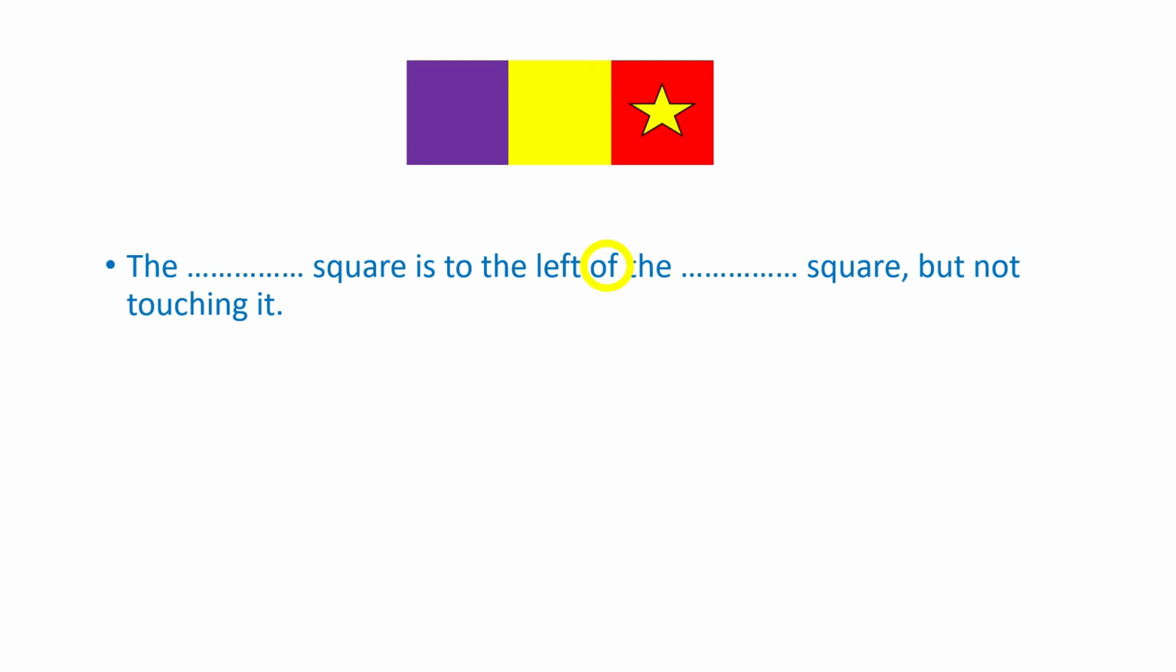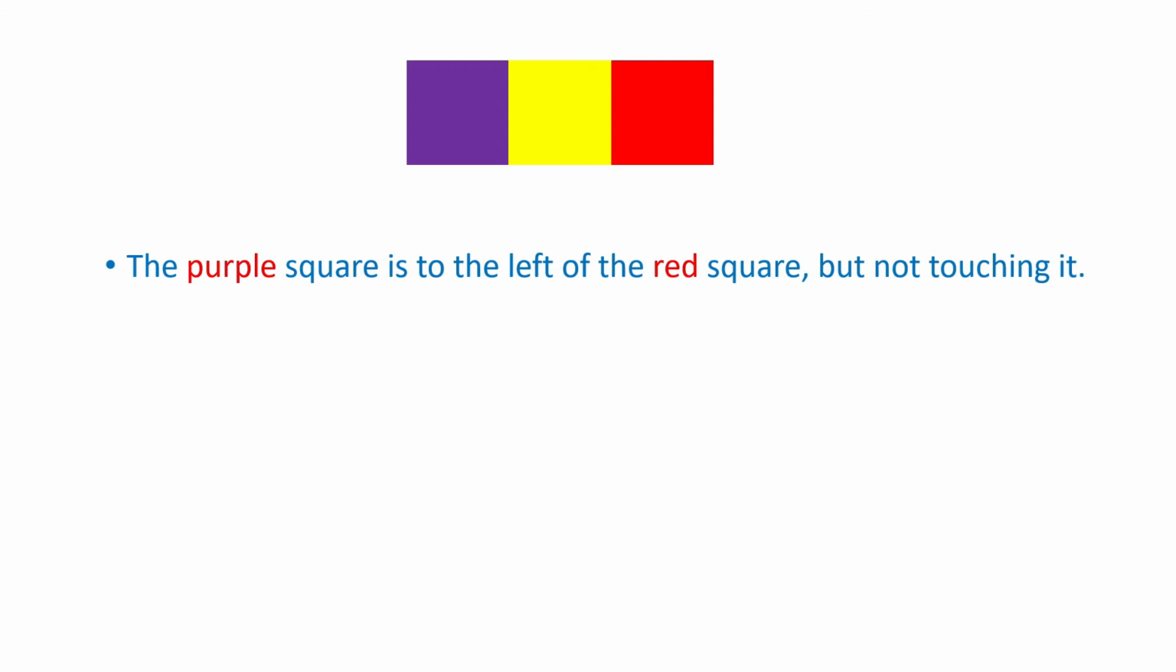However, if we started at the red square and moved left, we would go past the purple square. So that means that we put the word red after the of. Then of course, the word in the other space is purple.